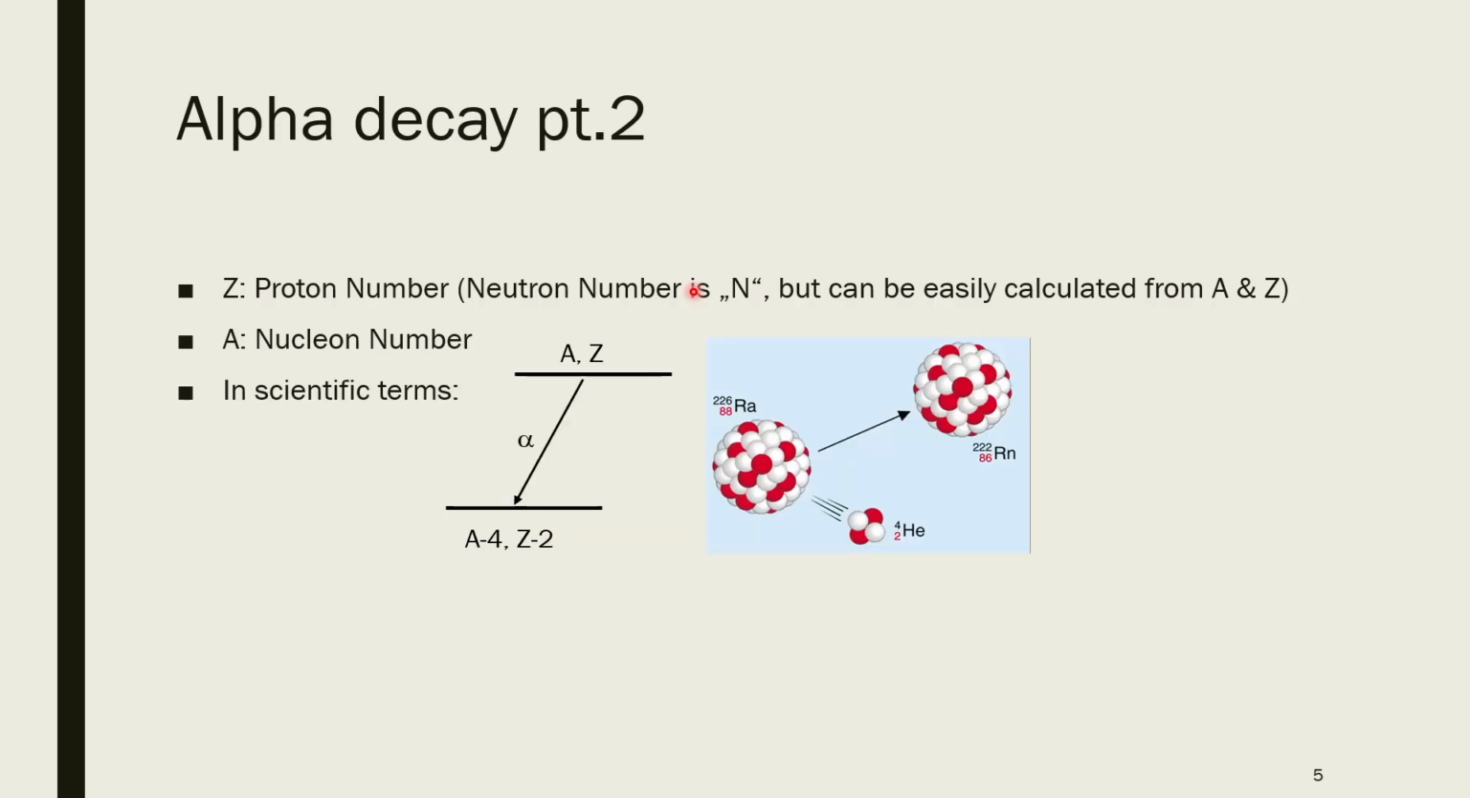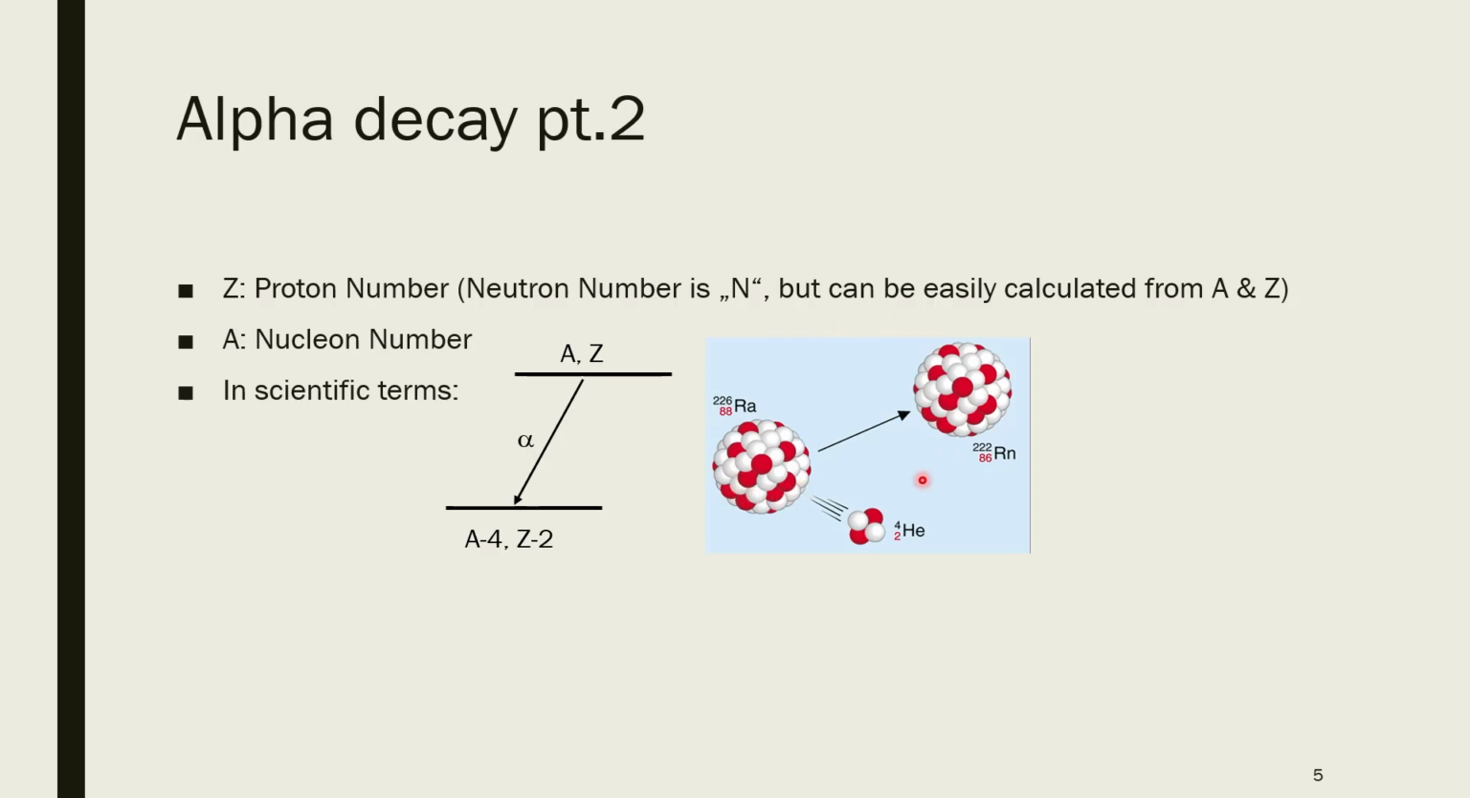So the A decreases by 4 and the Z decreases by 2. For example, our radium-226 decays into radon-222, so decreasing the nucleon number by 4 from 226 to 222. And the proton number decreases by 2, so 88 goes to 86. And as you have probably noticed by now, during an alpha decay, the element changes.